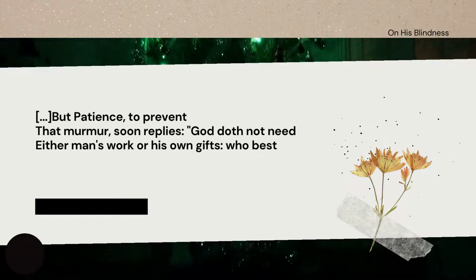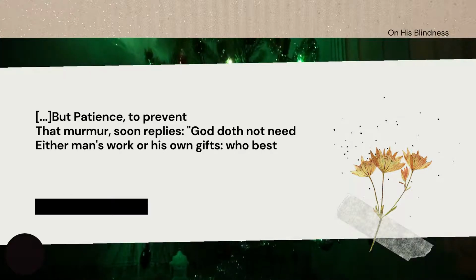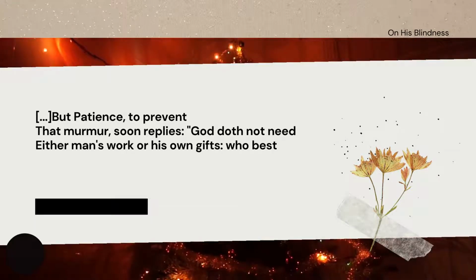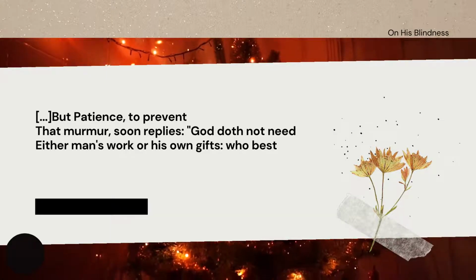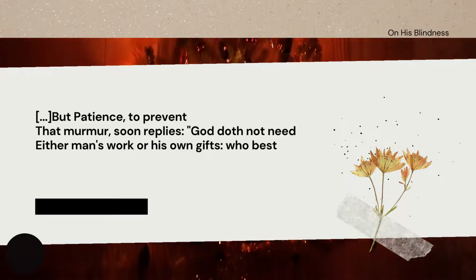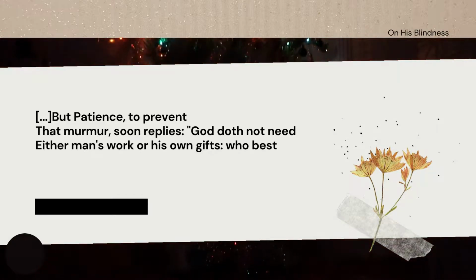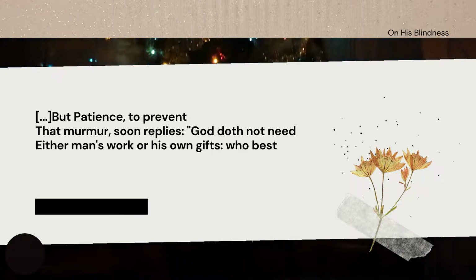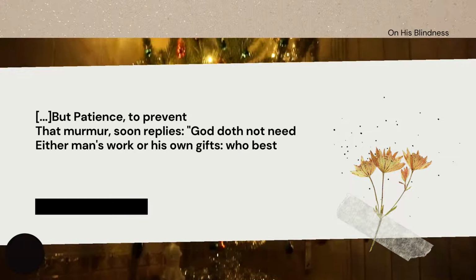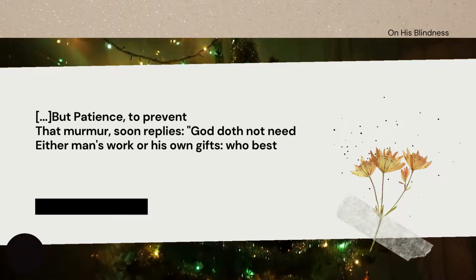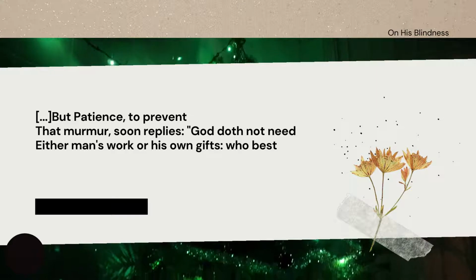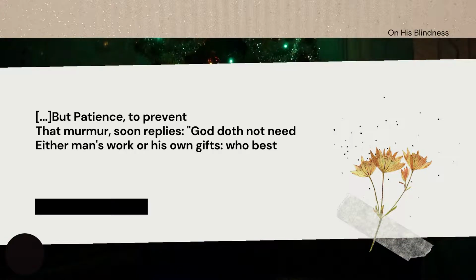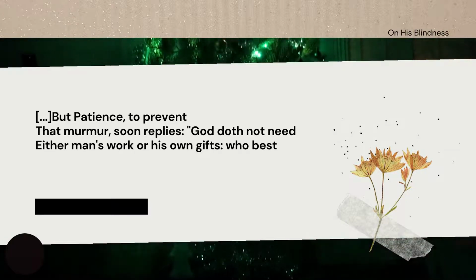So next, "But Patience, to prevent that murmur, soon replies, God doth not need either man's work or his own gifts. Who best bear his mild yoke, they serve him best." So let's stop right there. Now, Patience comes to Milton's rescue. In these lines, Patience is personified as someone who talks to the poet, putting some sense into him. Patience, in addition, murmurs and tells him that God doesn't need anything from him, nor does he need any kind of gifts from anyone.